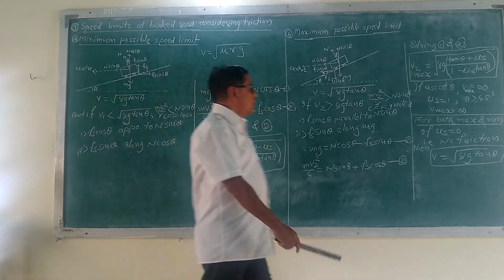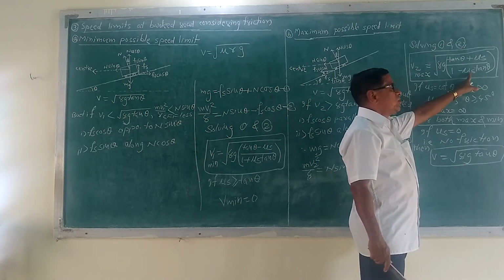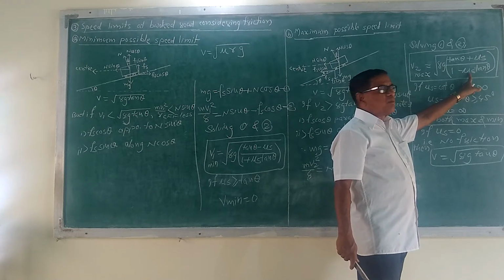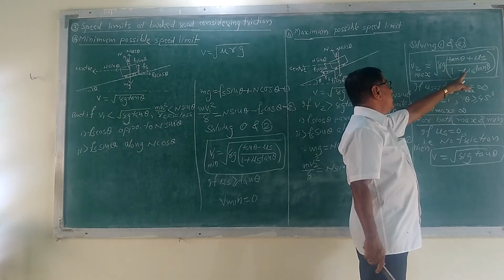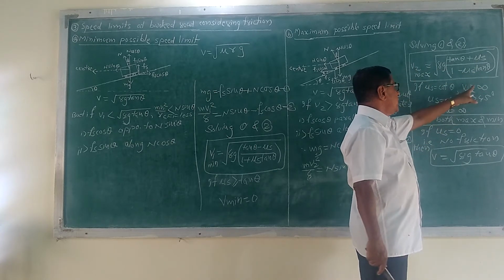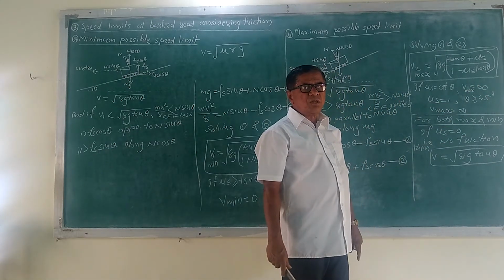Here also, if mu s is equal to cot theta, we know that cot theta is equal to 1 upon tan theta, so the denominator is 1 minus 1, which is equal to 0. Therefore, v max is equal to infinity. In that case, the maximum velocity is equal to infinity.